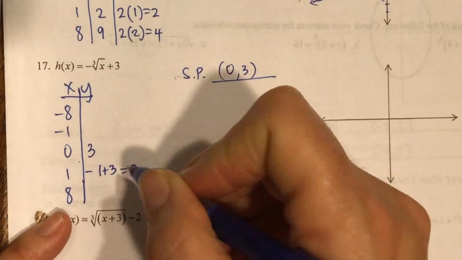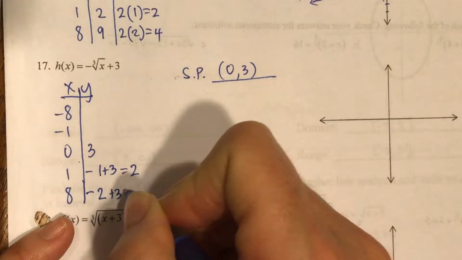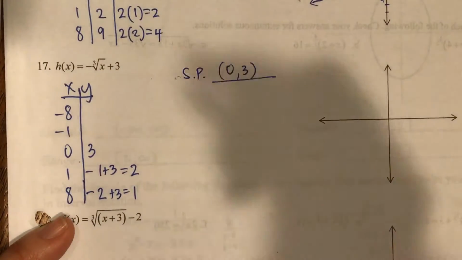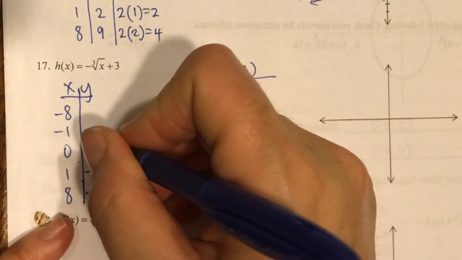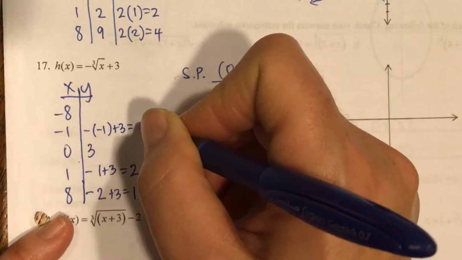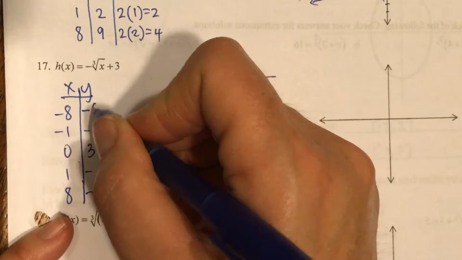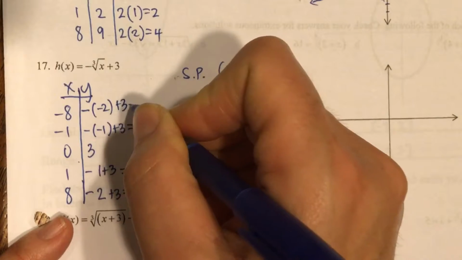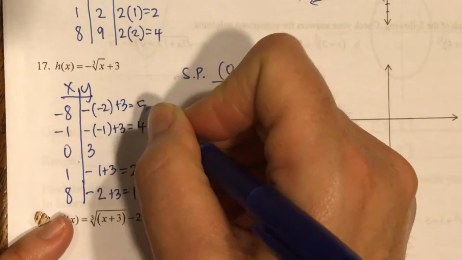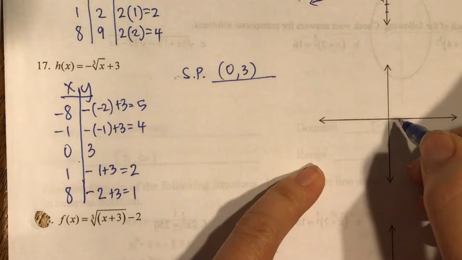So this ends up being a 2. If I put an 8 in, I get -2 plus 3 is 1. If I put a -1 under there, I get -1 plus 3. That ends up being a 4. If I put a -8 in, I get -2 plus 3 is 5. Okay, let's go graph this nonsense.